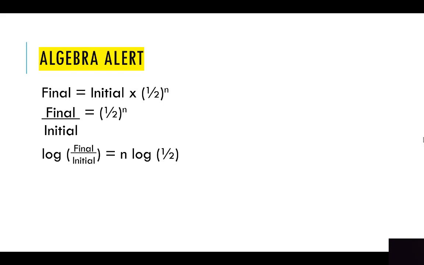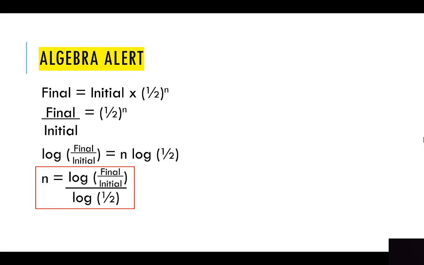And I'll remind you once again, there are other equations that can be used in this situation, but I'm not going to use them. We're going to focus on this equation. How do I get n by itself? I need to divide both sides by log of 1/2. So n is going to be the log of final over initial in the top, divided by the log of 1/2 in the denominator.